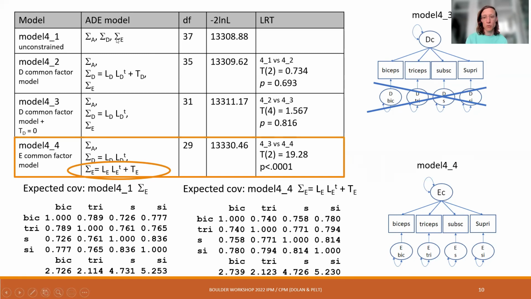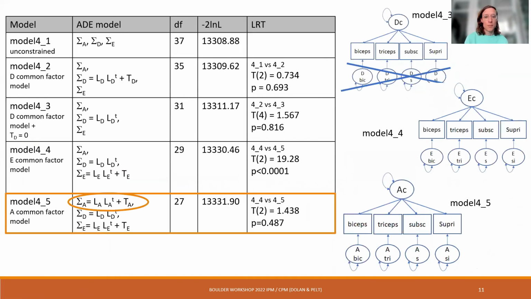So I will continue with this model. Finally, what we can do is apply the common factor model, as shown here in the circle, to our sigma A, to our additive genetic effects. At first glance, we see, again, with the 2 degrees of freedom likelihood ratio test, that the model fits well. We can accept that the common factor model applies to the additive genetic effects.